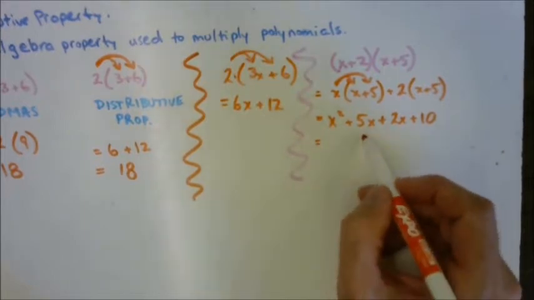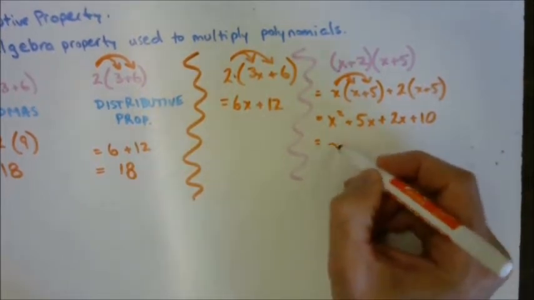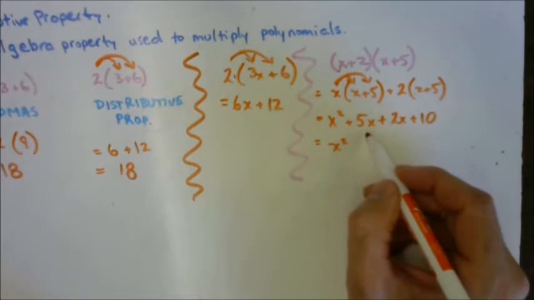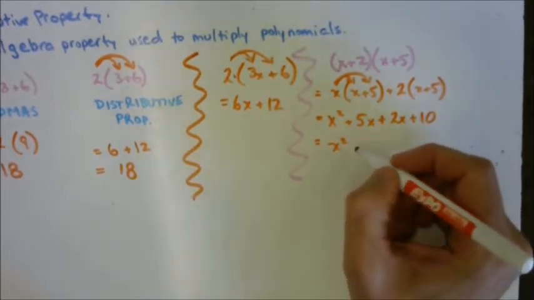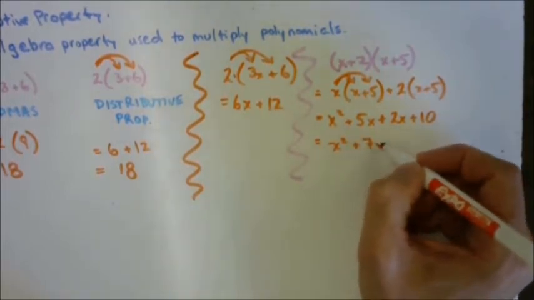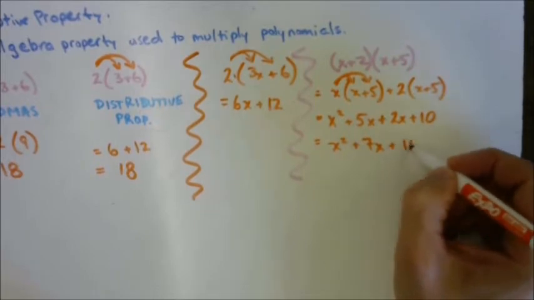And now we can group our like terms. We only have one x squared term. We have two x terms. 5 plus 2 is 7. And we have a constant of 10.